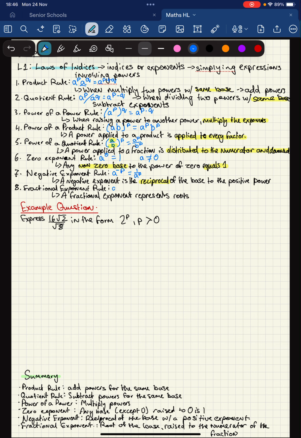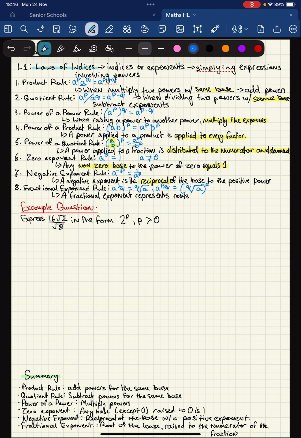Our next rule is rule 8, the final rule, the fractional exponent rule. So when you have something like a to the power of 1 over q, this is the same as the q-th root of a. Another example of this is if you have something like a to the power of p over q, this is the same as the q-th root of a, to the power of p, and you put that in the bracket like that.